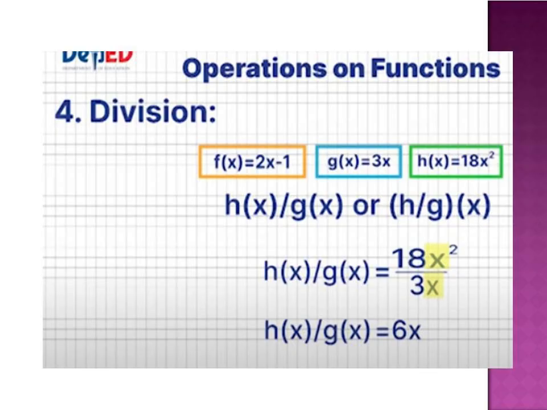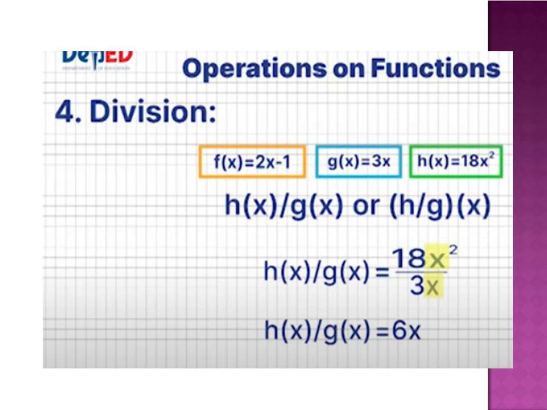And this is equal to 18x squared divided by 3x. We divide 18 by 3. That gives us 6, and x squared by x, which is x. Thus, we say that h of x divided by g of x is 6x. Are you still with me?